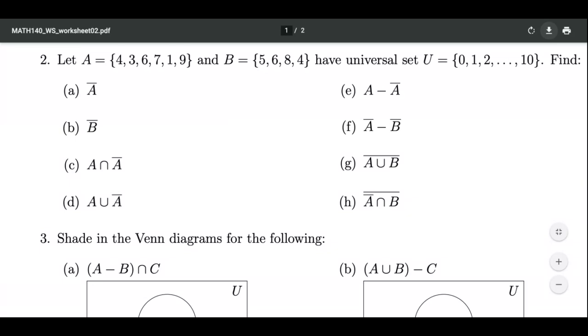Okay, 0, 2, 5, 8, 10. Good. Okay, A complement. What about B complement? Zero, 1, 2, 3, 7, 9, 10. Great. Now we're looking for A complement subtract B complement. That means the elements in A complement, but not in B complement.